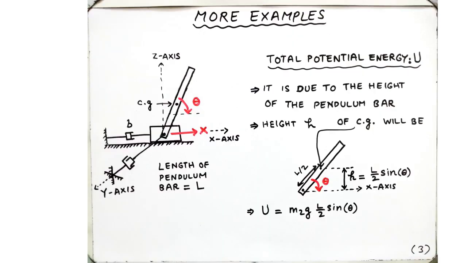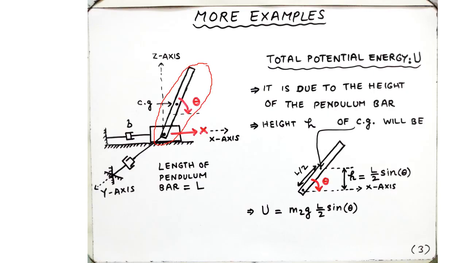We next define the potential energy of the system. In this case, it is easy to note that mass m1 has no potential energy. It is located on the x-axis, that is the center of gravity of m1 is on the x-axis, meaning that it doesn't have any height, so the potential energy of m1 is 0. However, there can be non-zero potential energy associated with the pendulum bar.